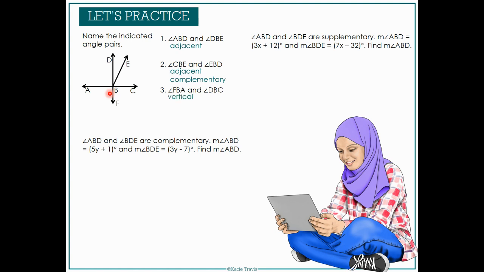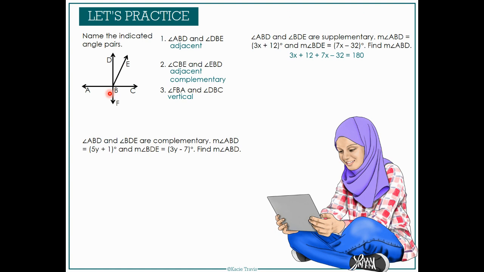Okay. Now, what we got going on here, we got two angles. ABD and DBE are supplementary. So that means that they both add up to 180. If the measure of ABD is 3x plus 12 and DBE is 7x minus 32, find ABD. This means that we have to go through, set up our equation. So that's equal to 180. So here's our equation. We got our two parts added up and they're equal to 180. Now I added them because supplementary angles add to 180.